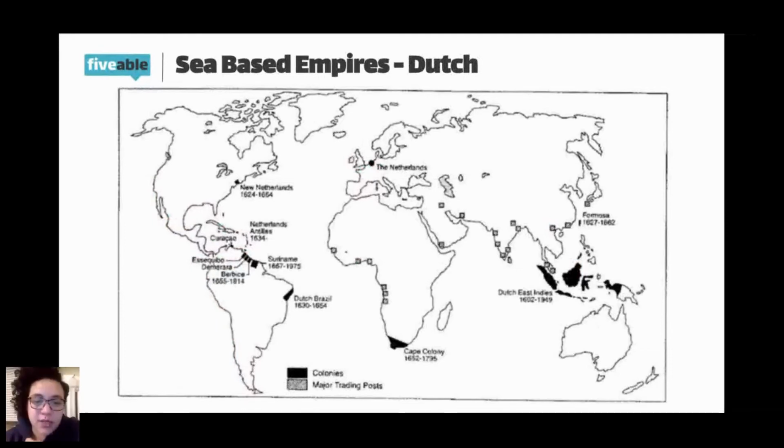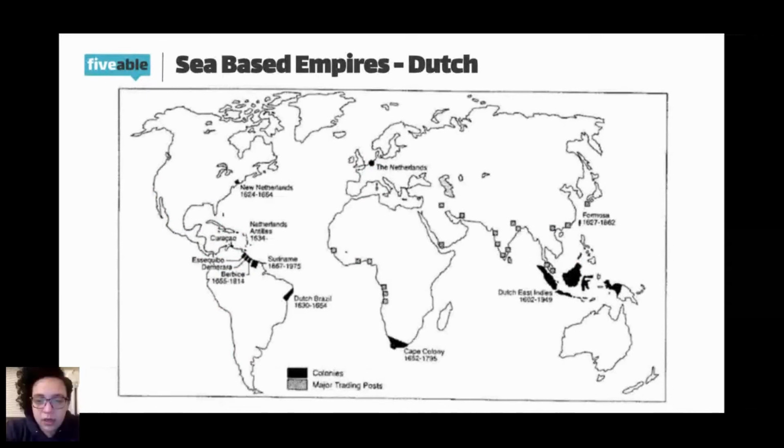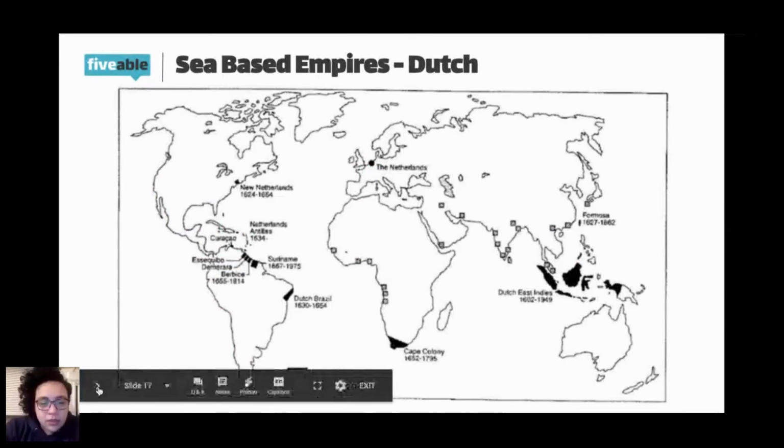So the most important place for the Dutch that you should keep in mind is Indonesia, which will then become independent in the 20th century. Don't spend too much time studying the Dutch. Just know Indonesia, that was their territory.